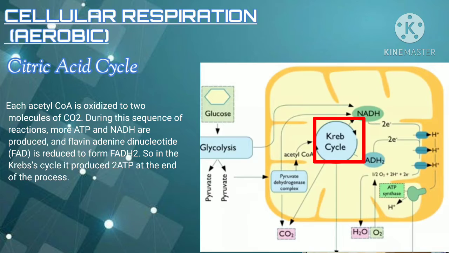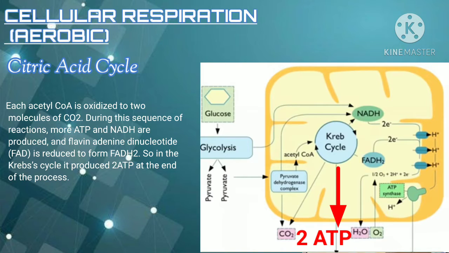The third process is the citric acid cycle. Each acetyl coenzyme is oxidized to 2 molecules of carbon dioxide. During the sequence of reactions, more ATP and NADH are produced, and flavin adenine dinucleotide, or FAD, is reduced to form FADH2. So, in the Krebs cycle, it produced 2 ATP at the end of the process.